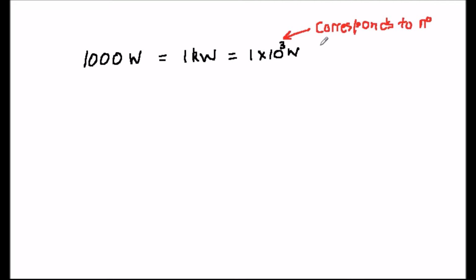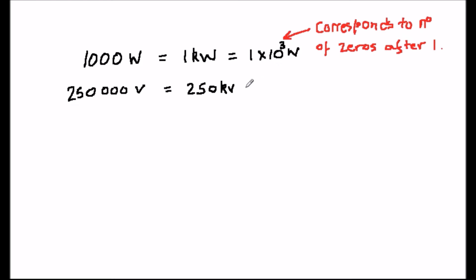It can also be written down in scientific notation as 1 times 10 to the 3 watts. So the prefix kilo can also be taken to mean times 10 to the power of 3. To take another example, 250,000 volts is 250 times 10 to the 3 volts, or 250 kilovolts.